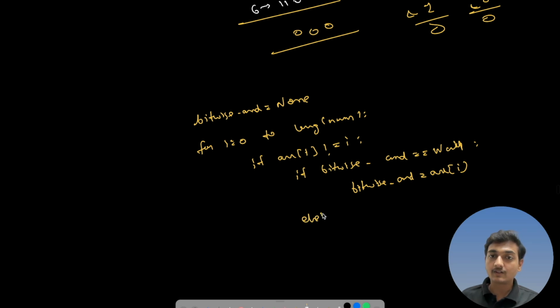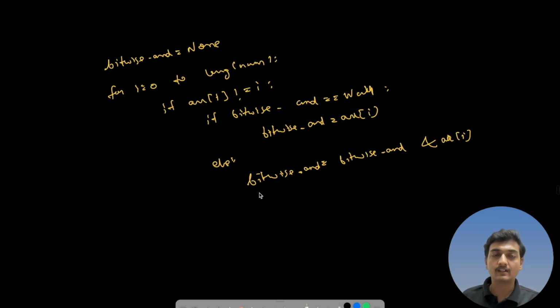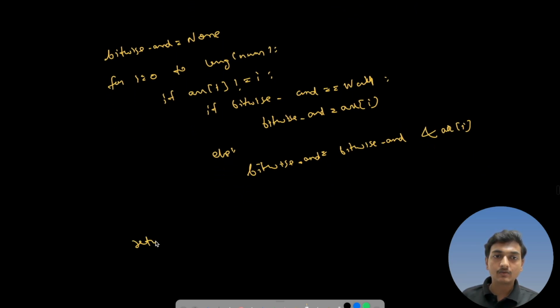Otherwise, what do I need to do? I just need to perform the bitwise AND operation. Simply, bitwise AND would be equal to bitwise AND with my array of i. So this way I will be easily able to calculate my answer. And in the end, I need to return my bitwise AND. So after doing all the bitwise AND, I need to return my answer.